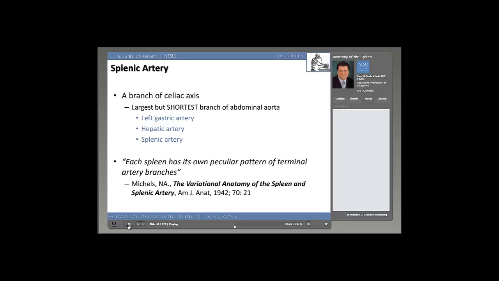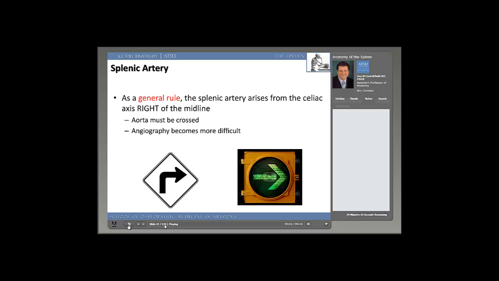Most notably is that each spleen has its own peculiar pattern of terminal arterial branches. We'll talk about this in just a second. The take-home message from this slide, though, is that you should know and memorize the 3 branches of the celiac trunk. As a general rule, the splenic artery arises from the celiac axis to the right of the midline, and thus, on its way to the spleen, must cross the aorta. This can make angiography more difficult.